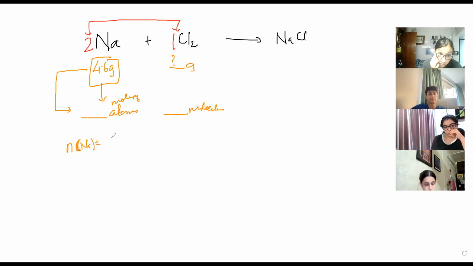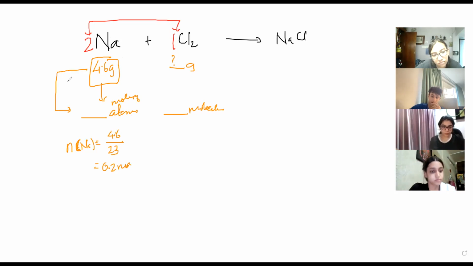What is the formula? How will you find out number of moles of sodium? Mass upon molar mass, sorry, not molecular mass, because sodium is not a molecule, it's an atom. So 4.6 divided by, what is sodium? We just did it. 23. Okay, so how many moles does that make? 0.2 moles. So I know that 4.6 gram has 0.2 moles of sodium atoms.